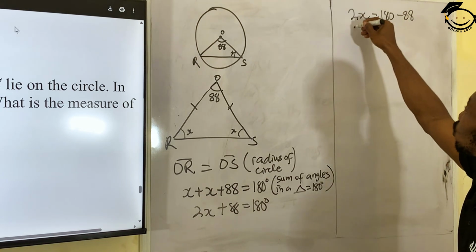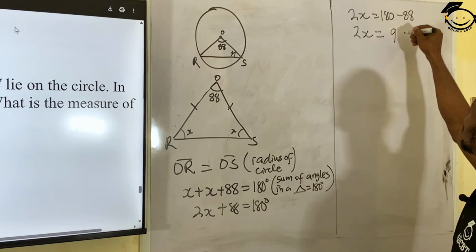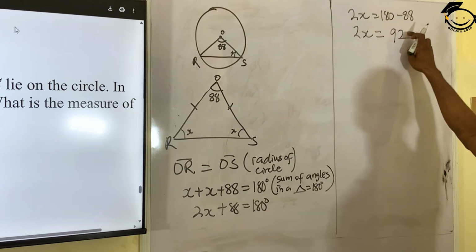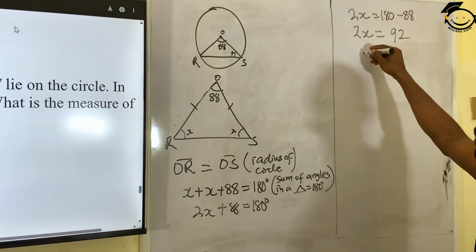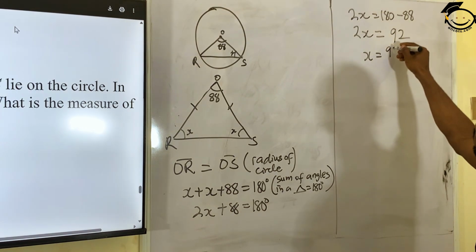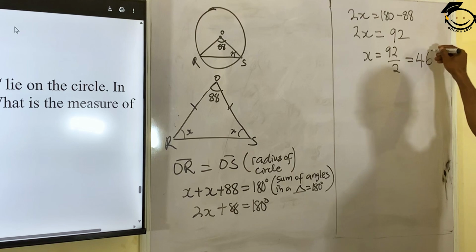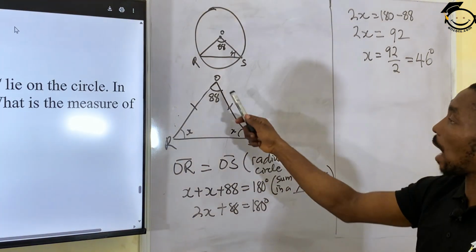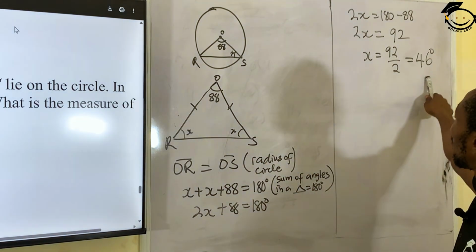So 2X equals 92 degrees. 10 minus 8 will give us 2. 17 minus 8 will give us 9. So X equals 92 over 2, which will give us 46 degrees. So the value of angle RSO will become 46 degrees.